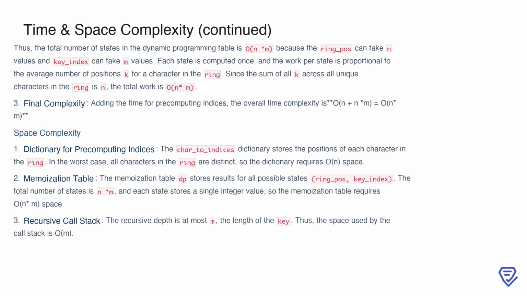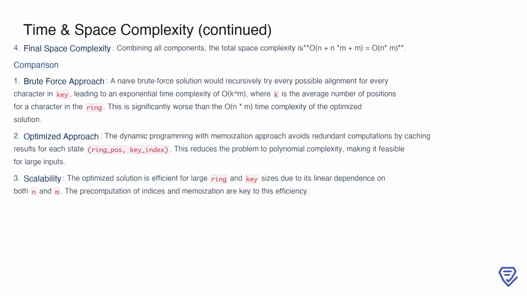O(n*m). For space complexity, the char_to_indices dictionary used in pre-computing indices requires O(n) space, as it stores the positions of each character in the ring. The memoization table, which stores results for all states (ring_pos, key_index), also requires O(n*m) space. Lastly, the recursive call stack has a depth of at most m, consuming O(m) additional space. By combining all components, the total space complexity is O(n + n*m + m), which simplifies to O(n*m).